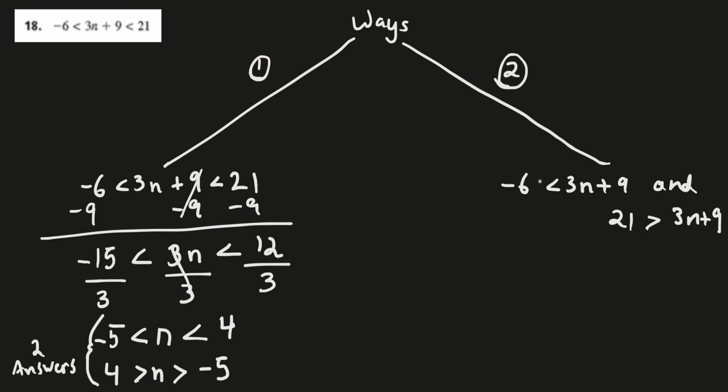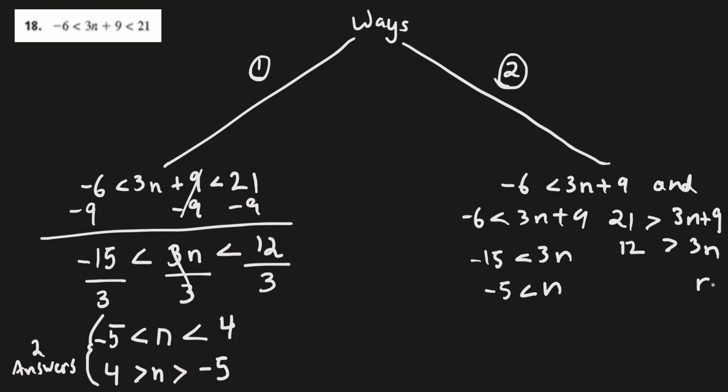So here we have this one. Let's do this one first. Negative 6 is less than 3n plus 9. We actually did that on this side. Subtract 9, negative 15, 3n, divide by 3. Negative 5 is less than n. We have this portion now. And then now here we can subtract 9 again, 12 is greater than 3n, and then n is less than 4.